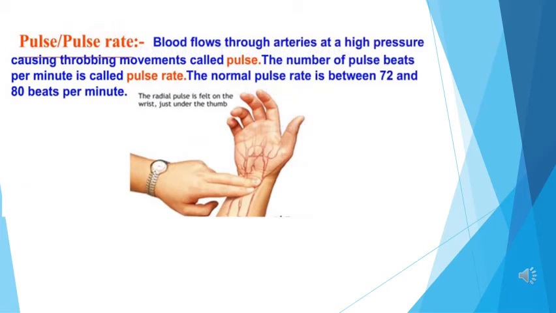Now students, if you place your hand along the wrist and press it slightly, you will feel a pulse. So this pulse is nothing but the blood flowing through the arteries at a high pressure. Because the blood is flowing at this pressure, it is causing throbbing movements. This is what we call as pulse. The number of pulse beats per minute is called the pulse rate. So the normal pulse rate is generally between 72 and 80 beats per minute. When we exercise or do some heavy activity, then this pulse rate is likely to go up.